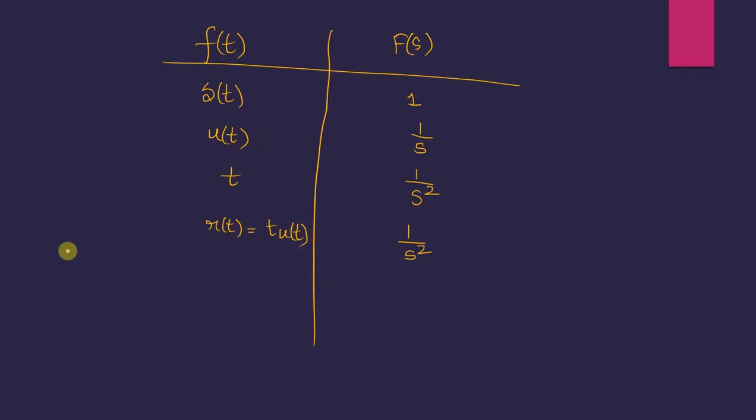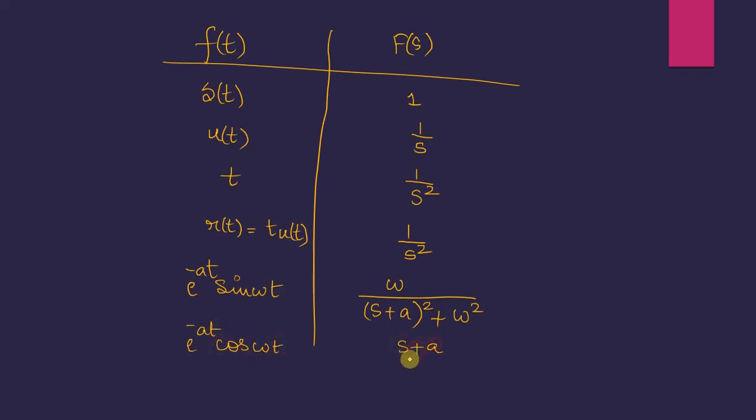Other than that, we also have some other properties in terms of sine and in terms of cos. So you can have e power minus at sine omega t, which is obtained as omega divided by s plus a the whole square plus omega square. Then we have e power minus at cos omega t, which is equal to s plus a divided by s plus a the whole square plus omega square. So these are some other Laplace transform pairs that would be useful if we are having waveforms which include the sine and the cos.